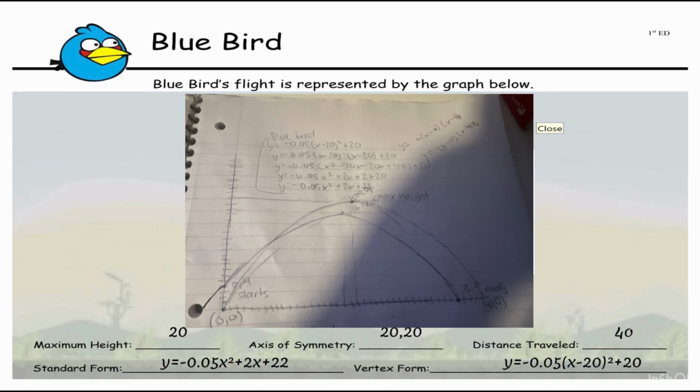And then finally we would get our standard form being y equals negative 0.05x to the power of 2 plus 2x plus 22. And so from there we are left with the maximum height of 20, axis of symmetry of 20, distance traveled 40, and standard form being y equals negative 0.05x to the power of 2 plus 2x plus 22, and our vertex form being y equals negative 0.05 times (x minus 20) to the power of 2 plus 20.